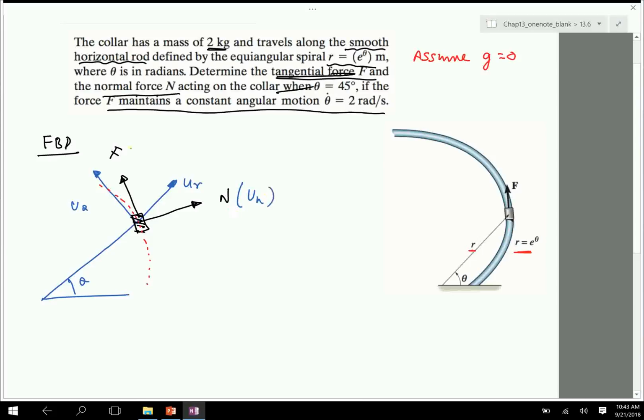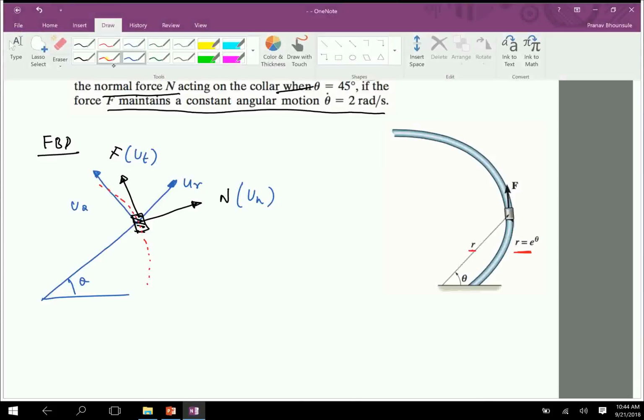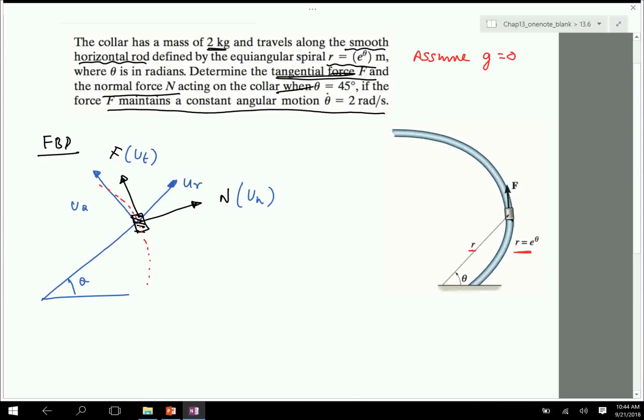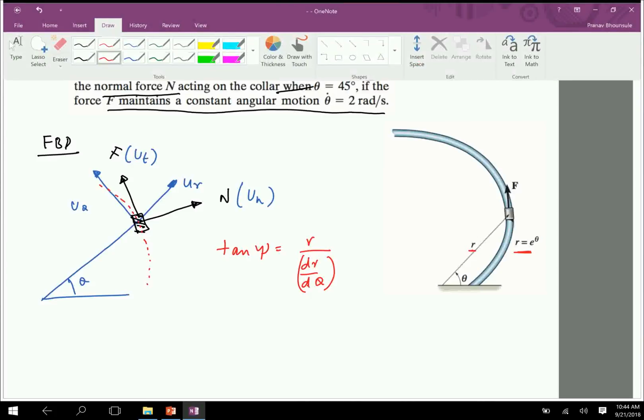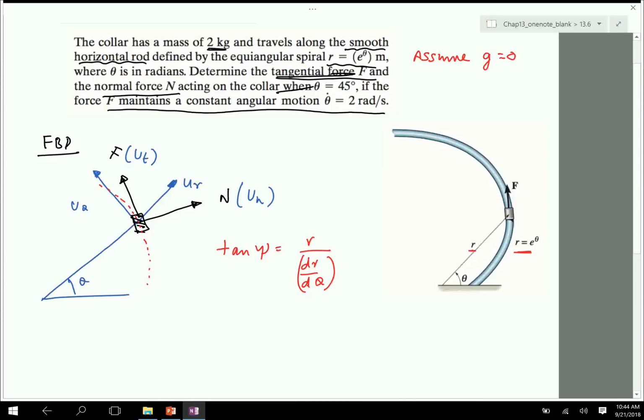It's easier if I draw it like this, UN, UT. So you can see now that UR and UN are not along the same direction, so is U theta and UT. They are actually at an angle. When that happens, you can find the relation between those two frames if you remember the expression I wrote down earlier. It states that tan psi equals r divided by dr d theta, where psi is the angle between R and T. Sorry, R and T, which is this.